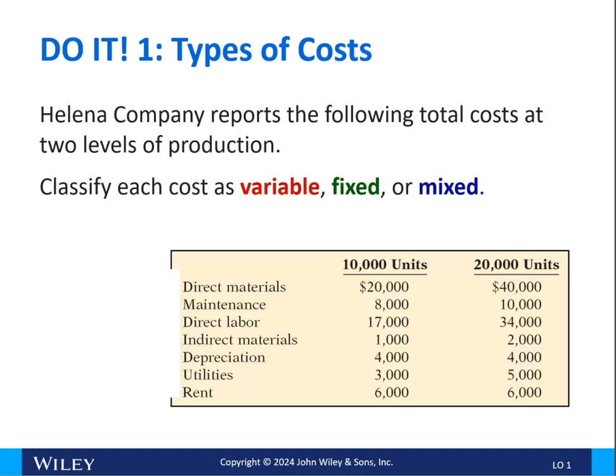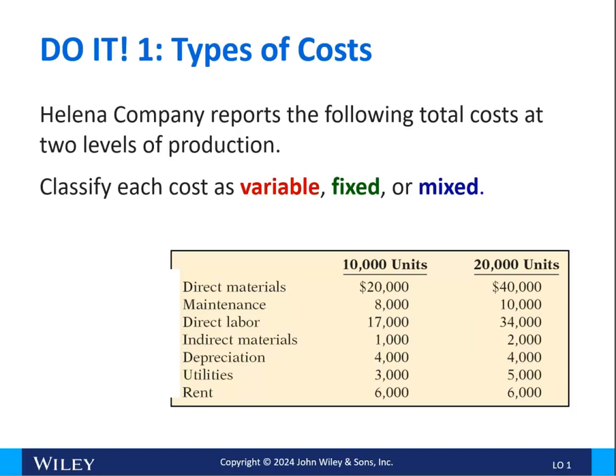So Hellenic Company reports the following total costs at 2 levels of production. We need to classify each as variable, fixed, or mixed. So we look at the 2 levels of production, 10,000 units on the left, 20,000 units on the right. If we look at direct materials, for example, at 10,000 units, it's $20,000. At 20,000 units, it's $40,000. So as my units double, my costs double. That's an example of a variable cost.